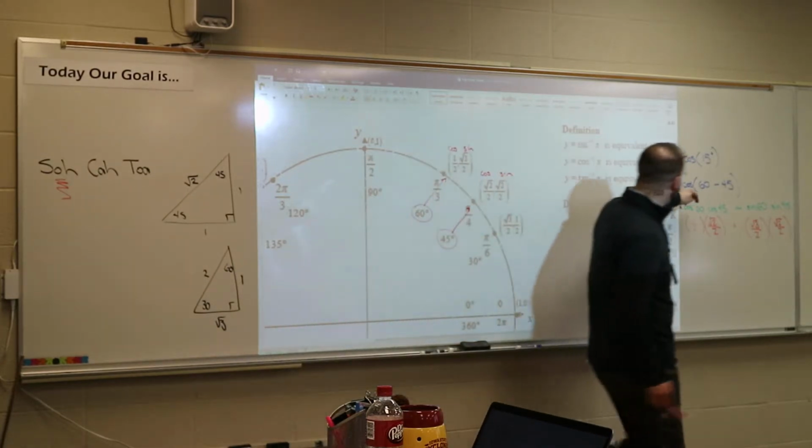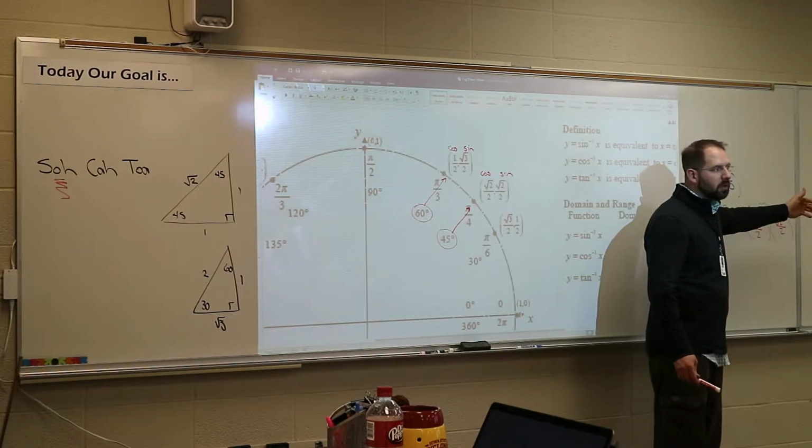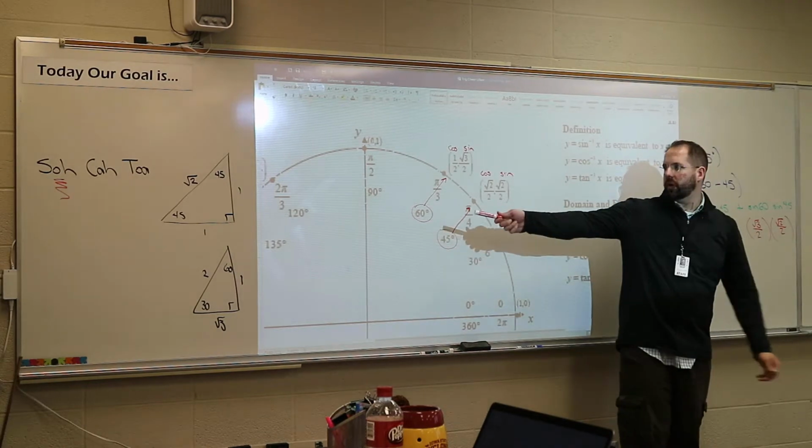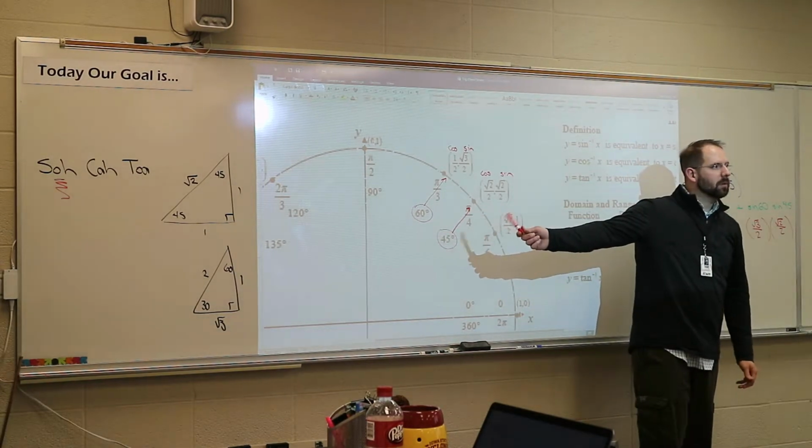So that's why I can get these numbers really fast, because I just know my unit circle really well, other than doing a special triangle every single time. Because some people get lost in that.